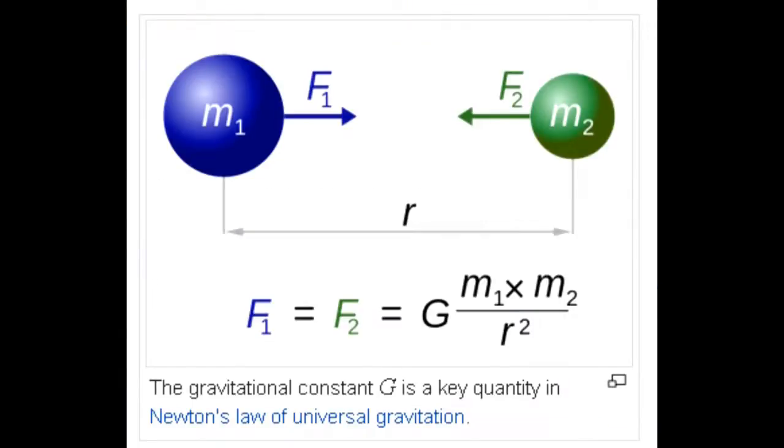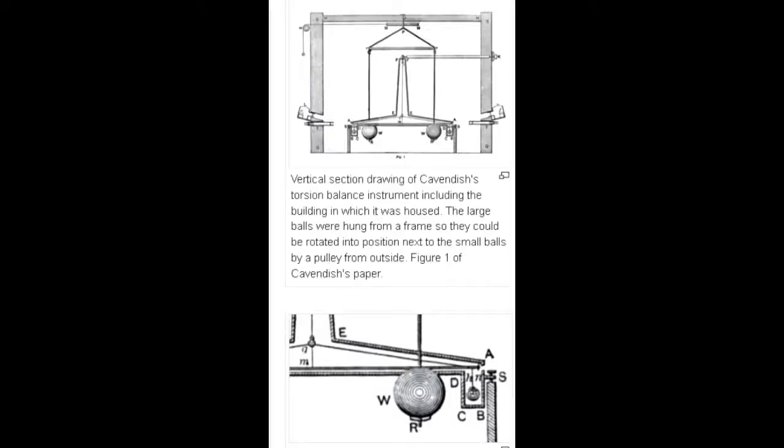Here is Newton's law of universal gravitation. I will just mention that the force attracting two objects together is their masses multiplied together divided by the distance squared, multiplied by the gravitational constant. This is a drawing of Cavendish's instrument designed to measure the gravitational constant. I am only noting this for your curiosity and further study.